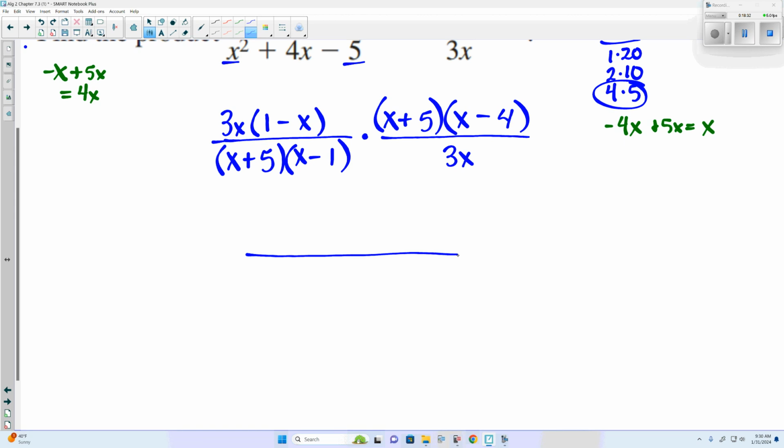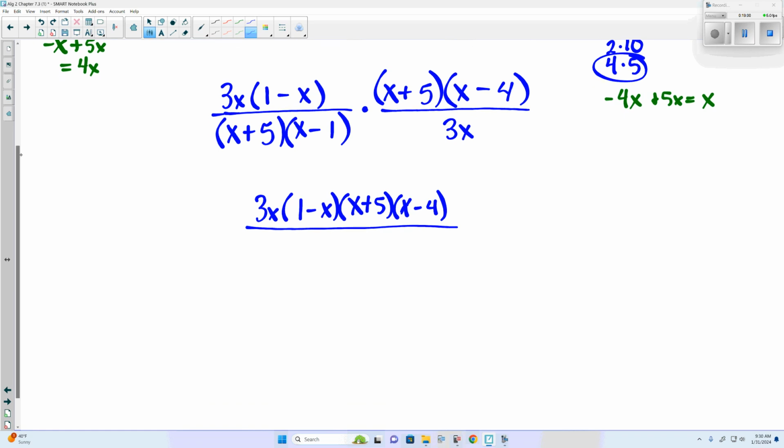So if I want to multiply the other two parentheses with it, well, we still have the 3x out front, 1 minus x, and then I would just write x plus 5 and x minus 4. We multiply them. Well, two sets of parentheses next to each other is understood to be multiplication. So more or less, we put the parentheses next to each other.